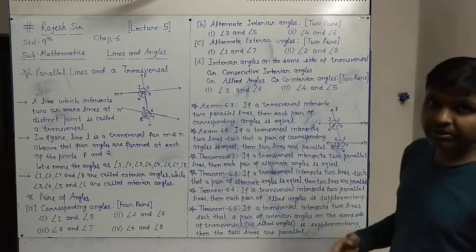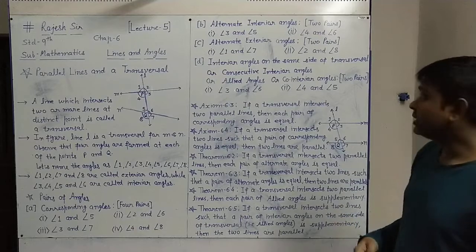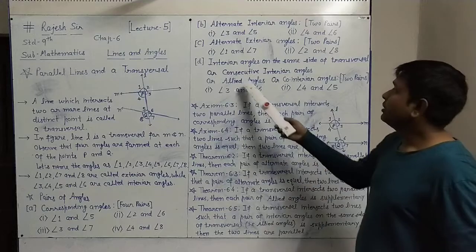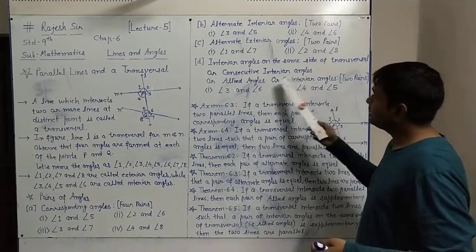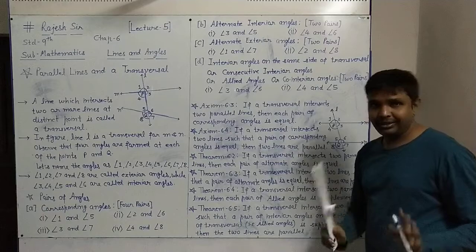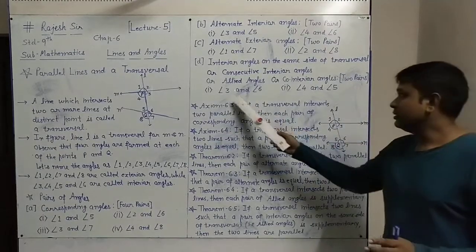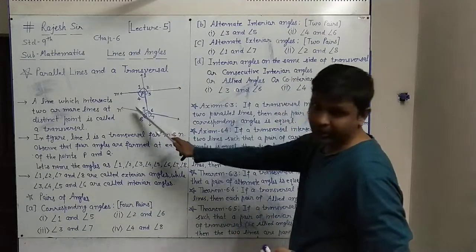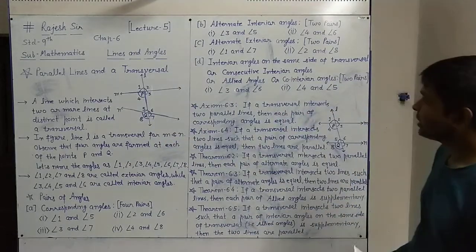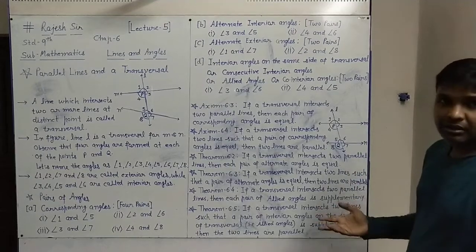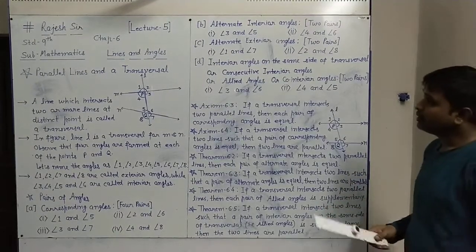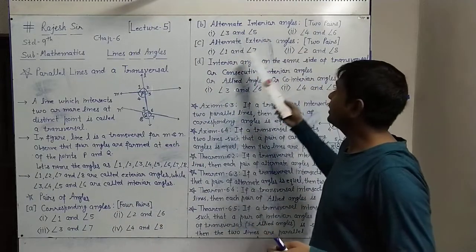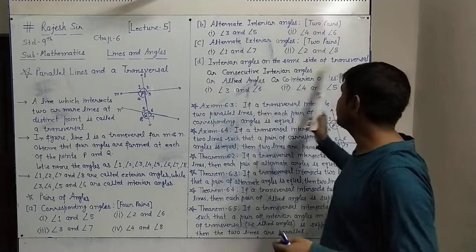If in a question it comes, you have to remember that allied angles means interior angles on the same side of the transversal only. Consecutive interior angles, allied angles, co-interior angles, all are the same. And they are 2 pairs: angle 3 and 6, same side of the transversal, and the second pair is 4 and 5, angle 4 and angle 5. These are all the pairs of angles. Here we have understood 4 pairs: corresponding angles, alternate interior angles, alternate exterior angles, and interior angles on the same side.